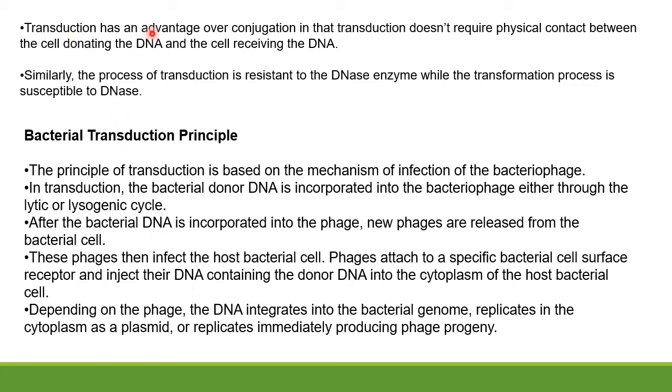Now transduction has an advantage over conjugation. Conjugation is the third method, where direct cell to cell contact is made between a donor cell and a recipient cell. The advantage is that transduction does not require physical contact between the cell donating the DNA and the cell receiving the DNA. So this is the difference between transformation, transduction and conjugation.